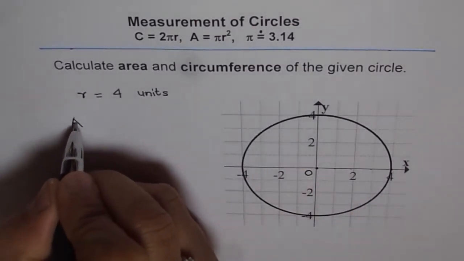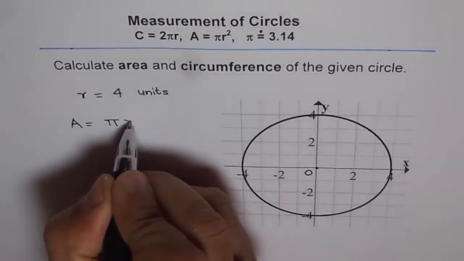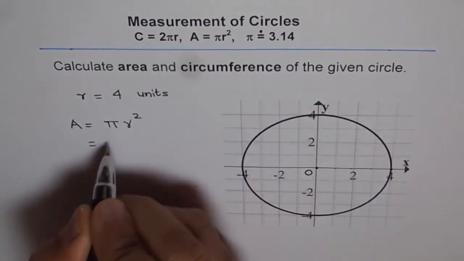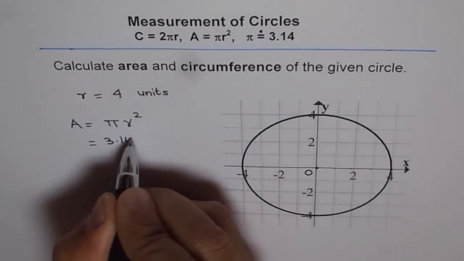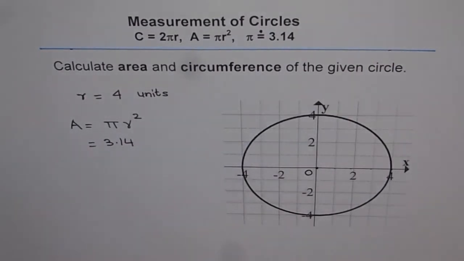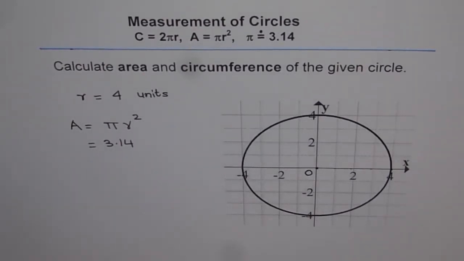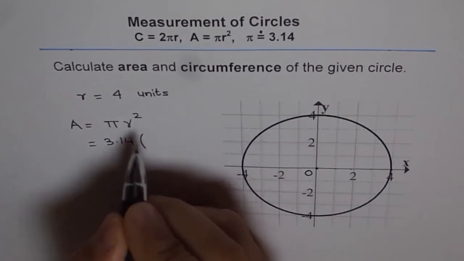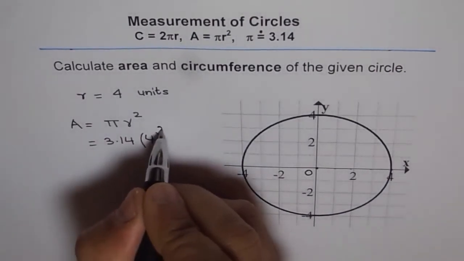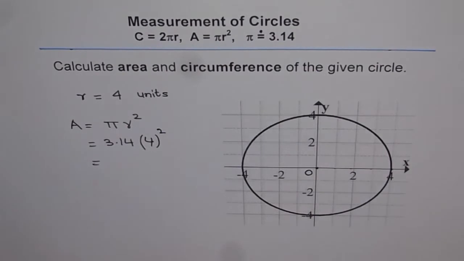Now area is equals to pi r square, where pi is approximately 3.14. As I said, pi is an irrational number and it does not have an exact value. It could not be written as a fraction. Now we'll use 3.14 as approximate value for pi. Radius for us is 4, so 4 square. Now we can use the calculator and find the value. 3.14 times 4 square, and we get 50.24.